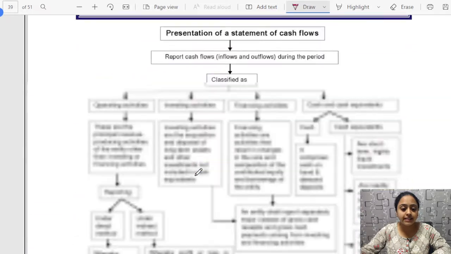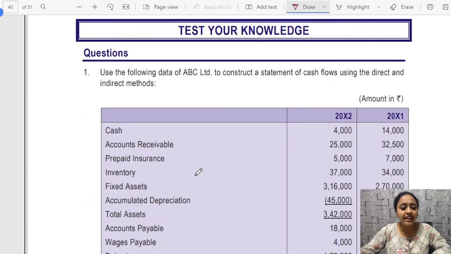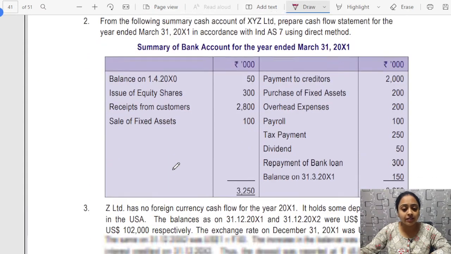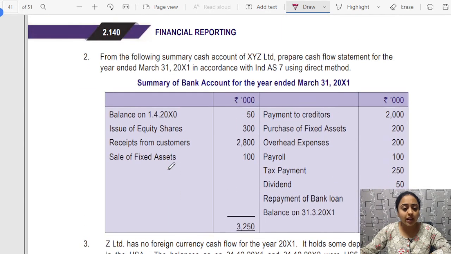Okay, next is test your knowledge. You can try these question answers on your own, this first one. Even I can help: if you have any doubt, ask, and I can make you understand.